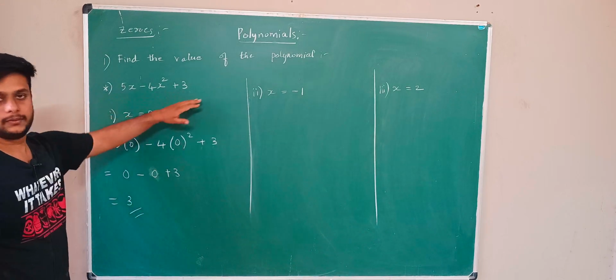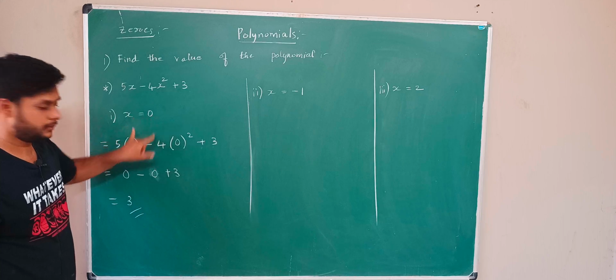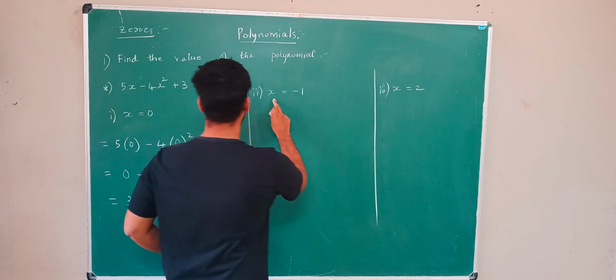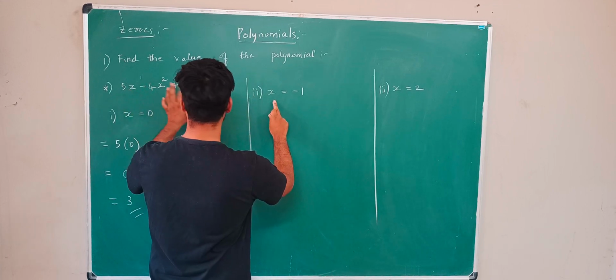So 0 minus 0 plus 3, 3 is the answer. So in this equation, when I put the value of x equal to 0, what will I get? I will get my answer as 3. That is the answer.